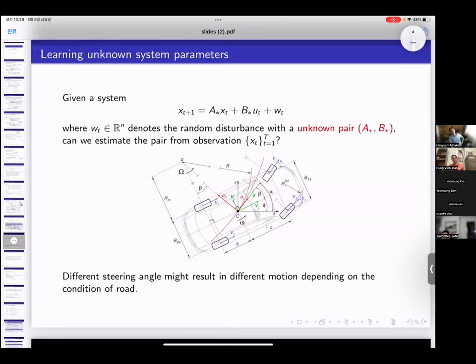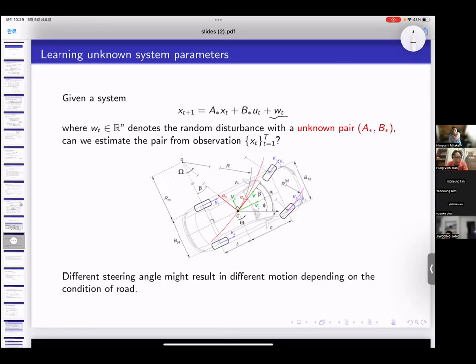So we still consider a stochastic LQR problem given by two system parameter matrices, A star and B star. The system noise is usually assumed to be Gaussian, but there have been many attempts to extend to different types of noises, and the type of noise actually affects the analysis of problems in LQR a lot.